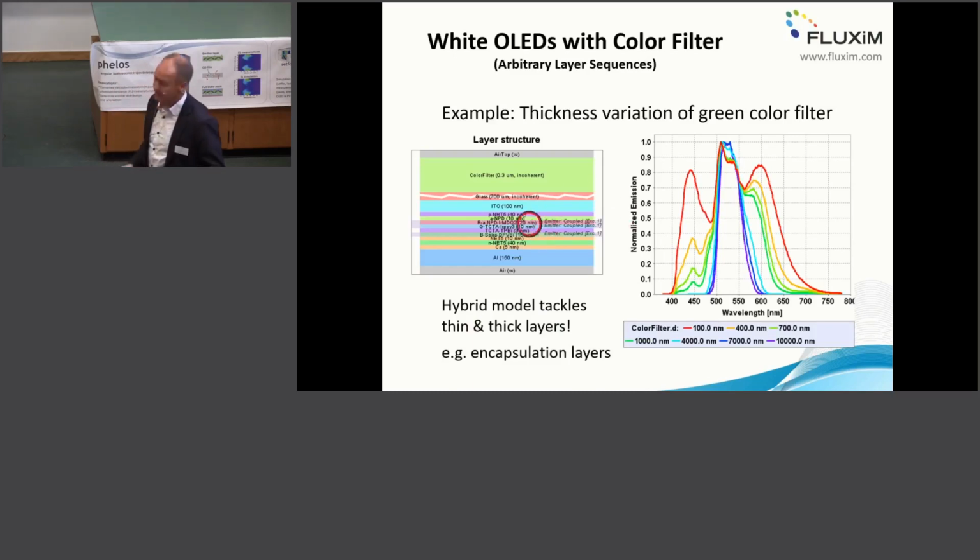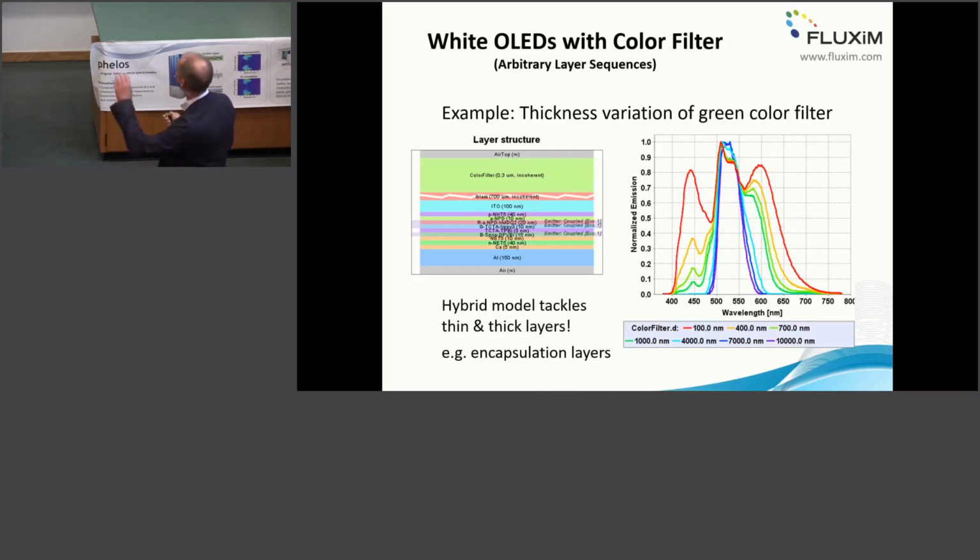In Setfos, we not only have an optical model for the thin films, so this is an example of lots of thin films, but we can also put a thick film anywhere we want or have multiple thick films. In this case, we have a thick glass layer of 700 microns and then an additional color filter of some 0.3 micron thickness.